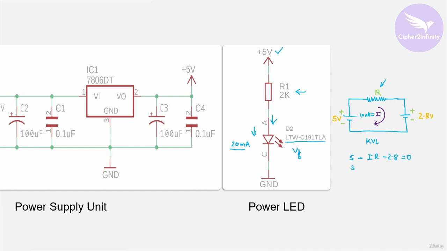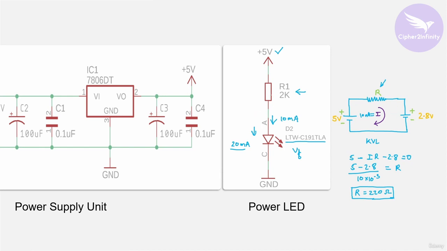Then I can simplify this equation as R equals 5 minus 2.8 divided by the current that we have considered, 10 milliampere, which is 10 to the power minus 3. After resolving this equation, we get a value of R as 220 ohms. That will be the value of the resistor that we have to choose in order to pass a current of 10 milliampere through this LED. That's how we calculate the value of the current limiting resistor that we need to connect in order to pass a specific value of current through the LED.